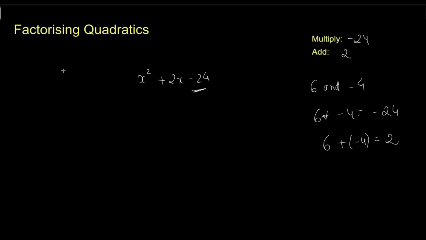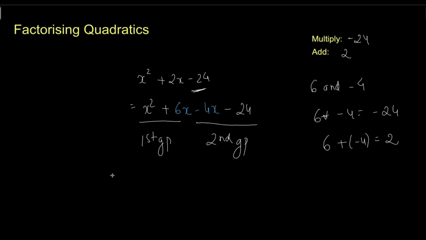Now let's split the middle term. This could be rewritten as x squared plus 6x minus 4x minus 24. We can split this expression into two different groups. First group, second group. From the first group, we can take x common here. What is remaining? x plus 6.